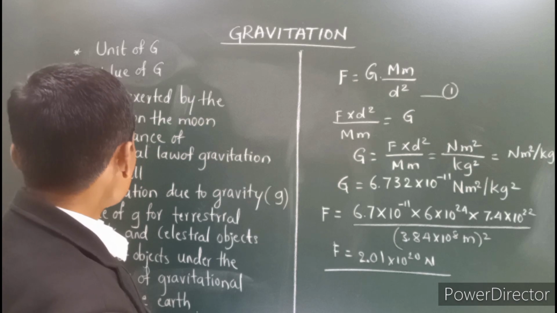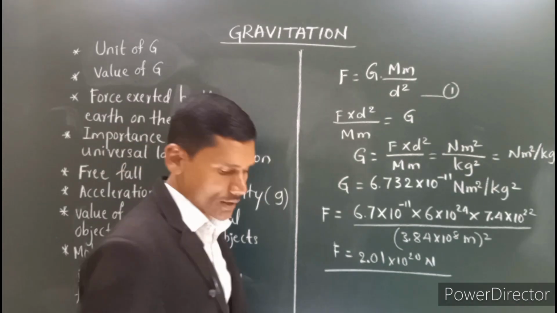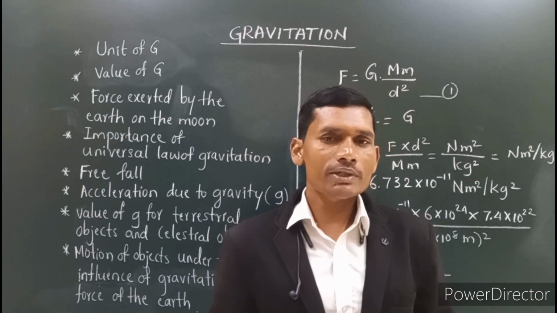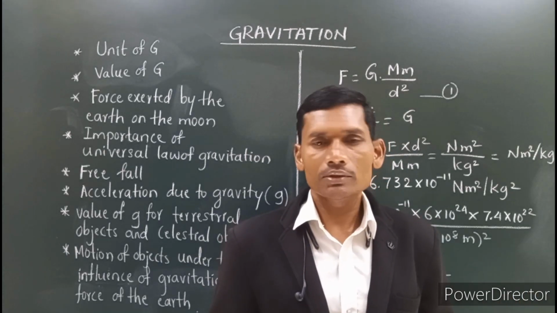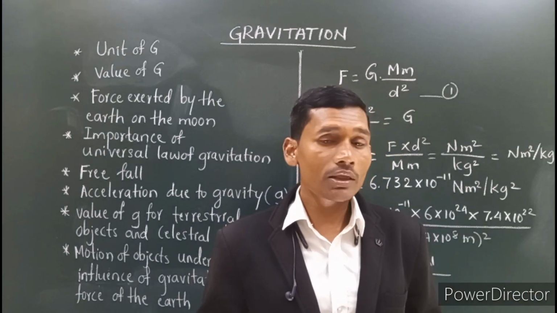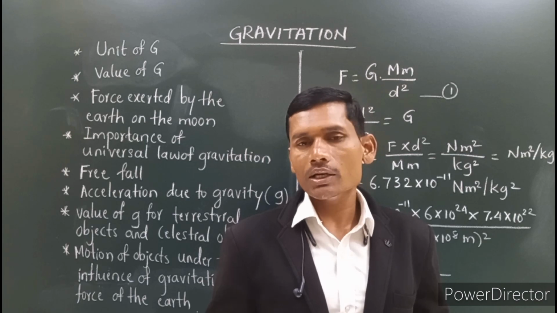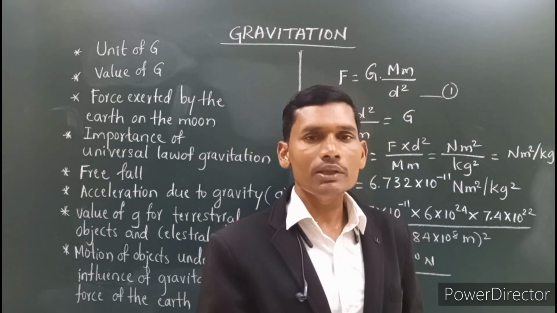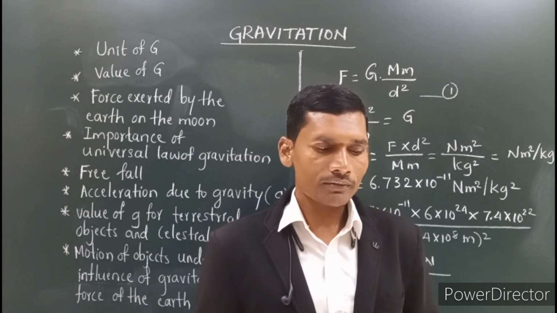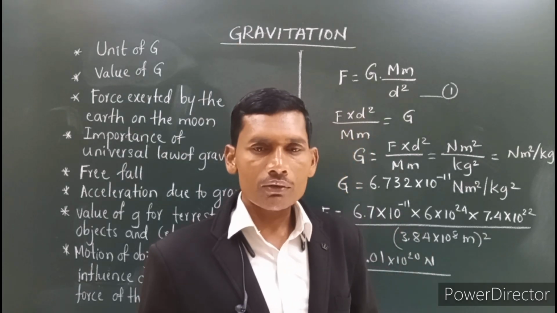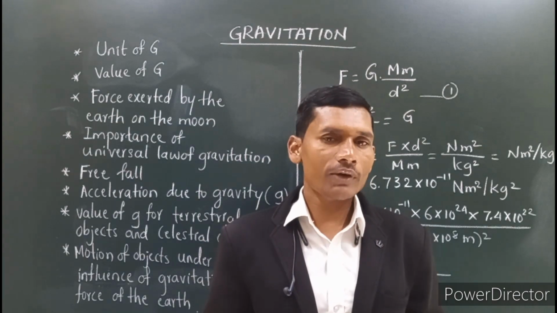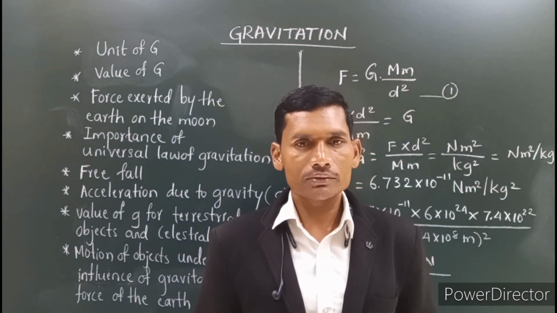Next, coming to the importance of the universal law of gravitation. What is the importance? Which is the force which is binding us to the earth? We are bonded to the earth. That force is nothing but gravitational force, which can be expressed by following the universal law of gravitation. This is the first one. Second, the motion of the moon around the earth can also be defined based on the universal law of gravitation.